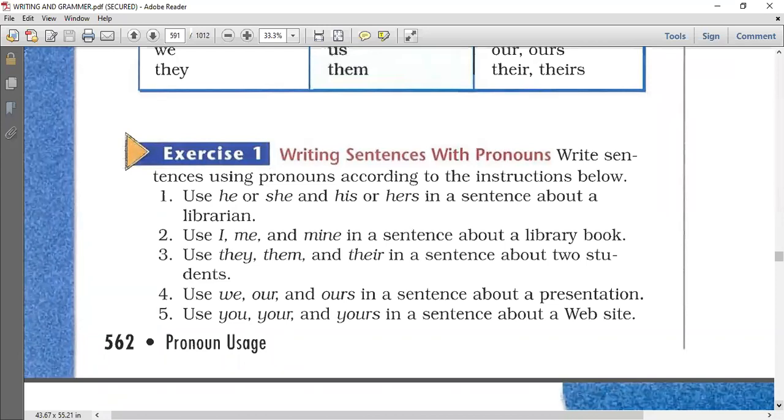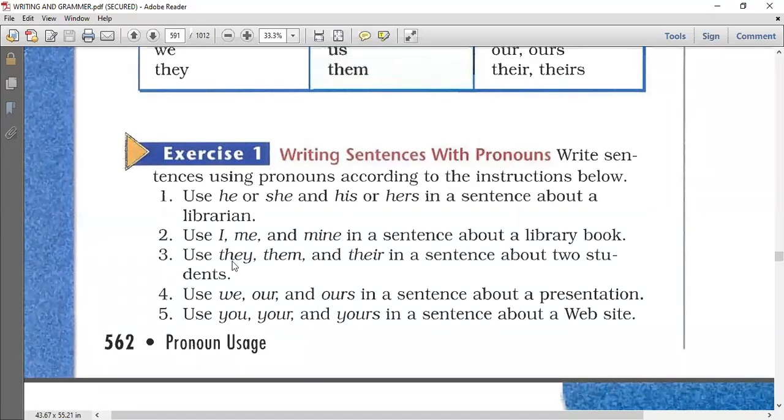I took the book, and the librarian told me it's not mine, which surprised me. Good. Right. I took the book and the librarian told me it wasn't mine, which surprised me because I thought it was mine, right?